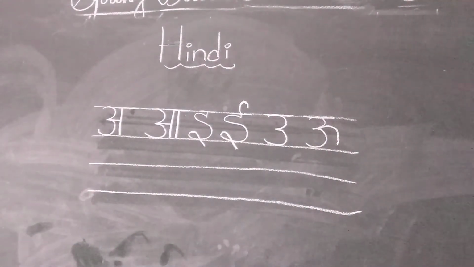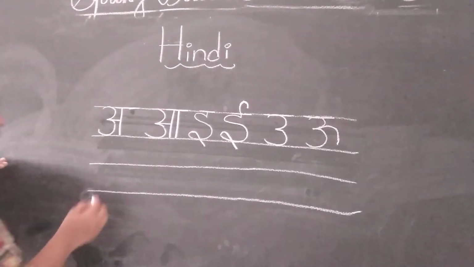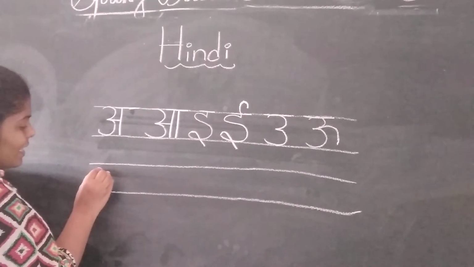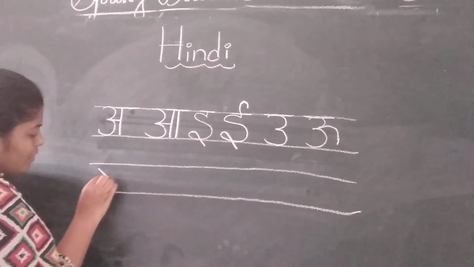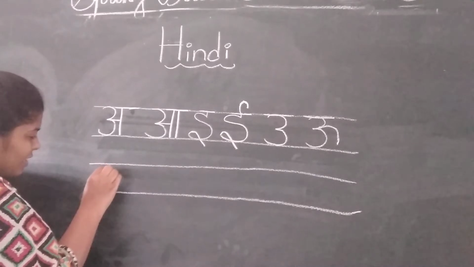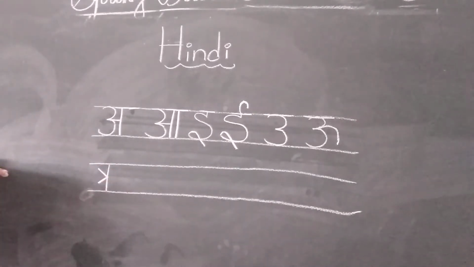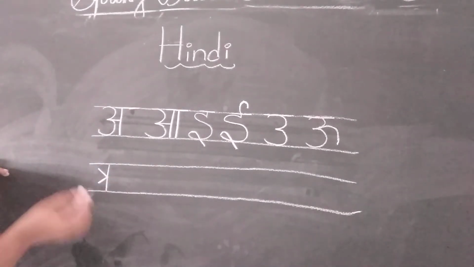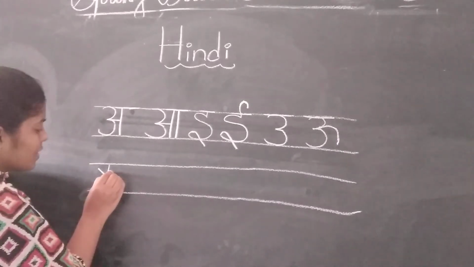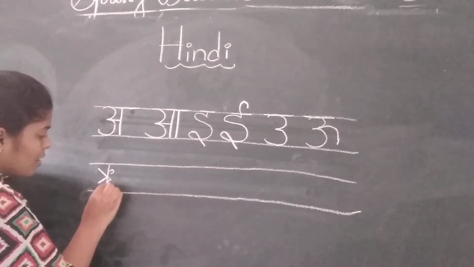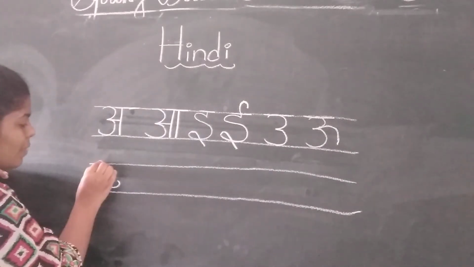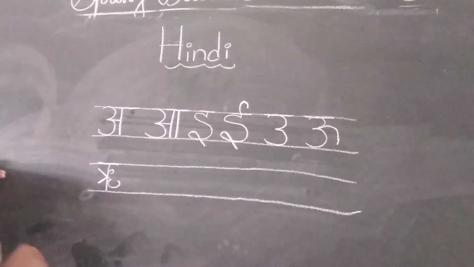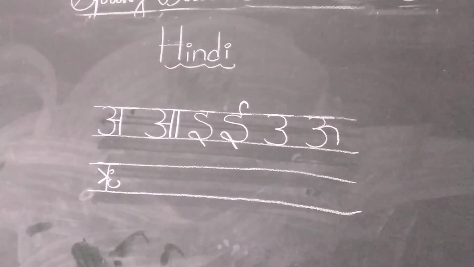What is the next letter after Oo to write? It's Ru. Right. Say, all of you, how to write Ru? We have to write letter K in reverse. And we have to write number 3 also in reverse. Right? And one sleeping line. It forms letter Ru.